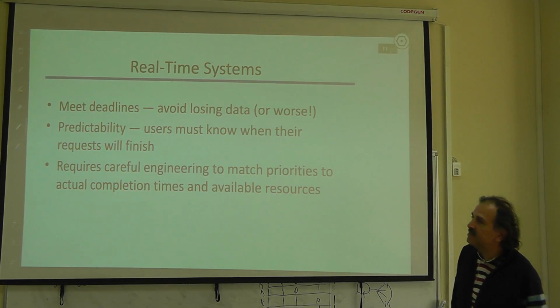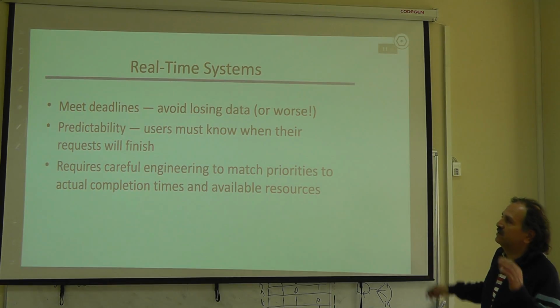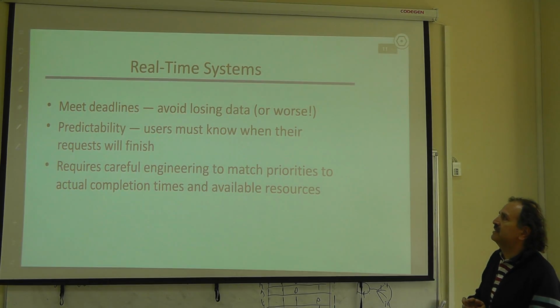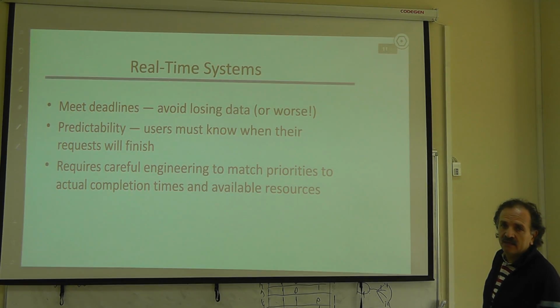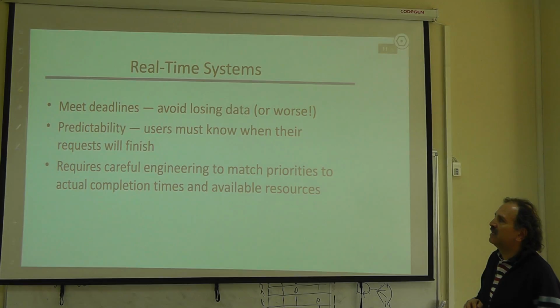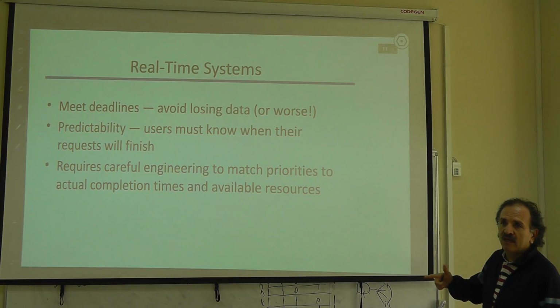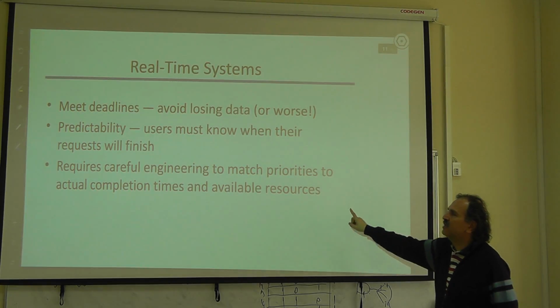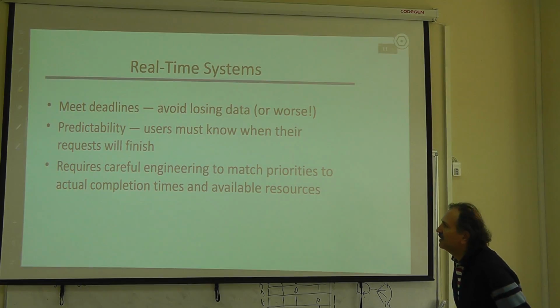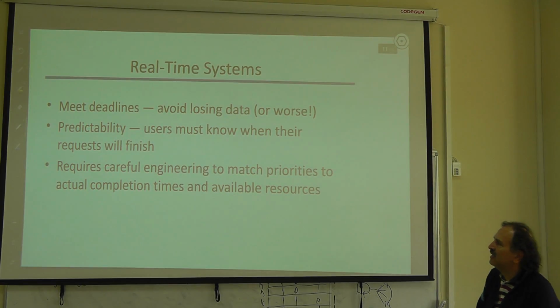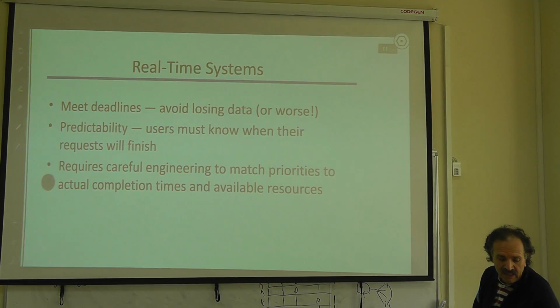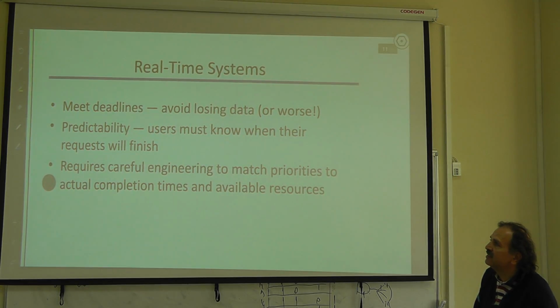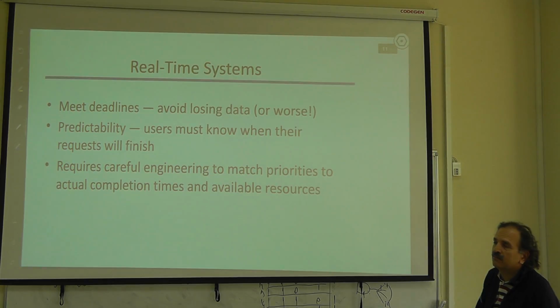In the real-time systems, my criteria is all different. I need to meet deadlines. Avoid losing data. These are important things. Predictability. Users must know when the request will finish. They have to be done by a given amount of time. And they require careful engineering to match the priorities to actual computation times and available resources, because they are not for interaction, they are not for batch processing. They are there to check some kind of a device.